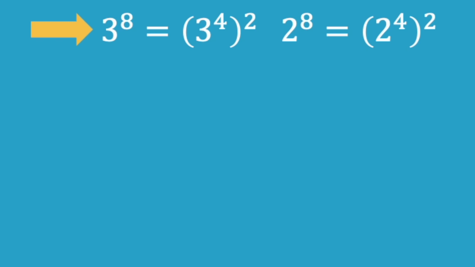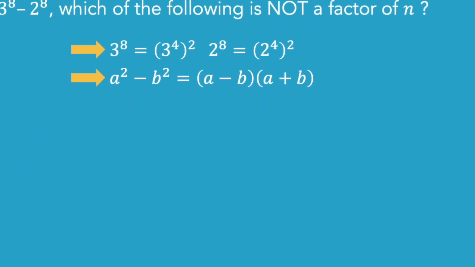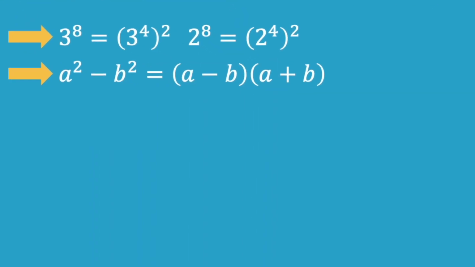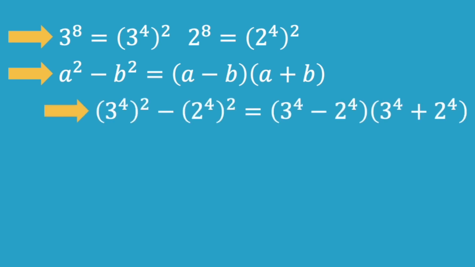And the difference of squares, of course, has a very important special product, which is a squared minus b squared is equal to a minus b times a plus b. So in this case, we have 3 to the power of 4 minus 2 to the power of 4 multiplied by 3 to the power of 4 plus 2 to the power of 4.